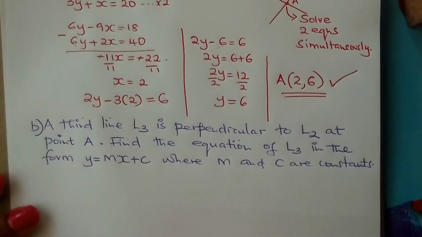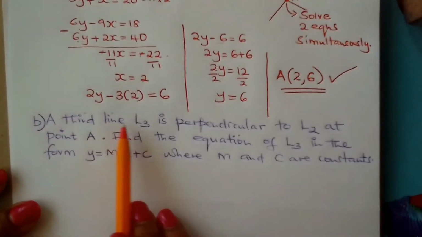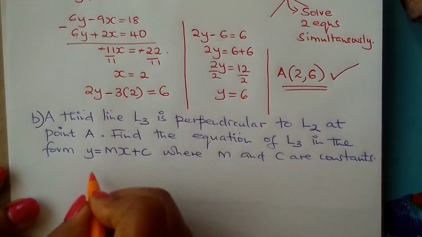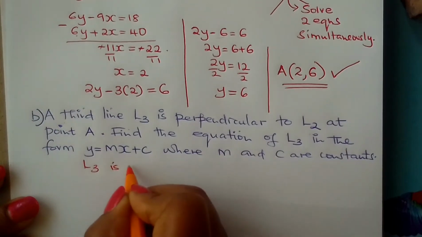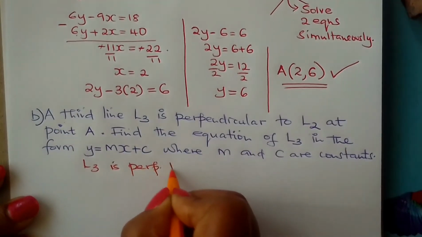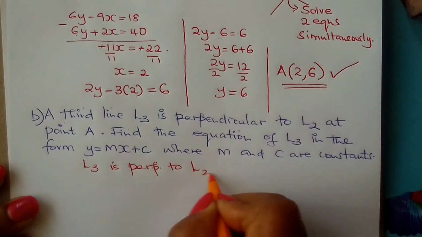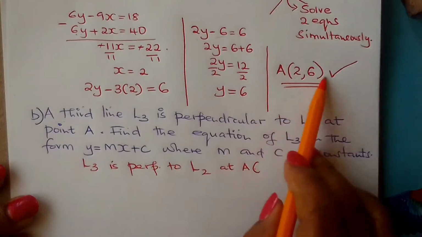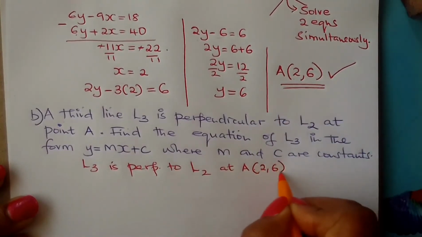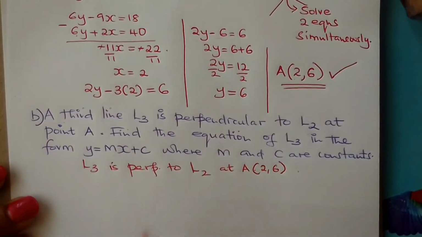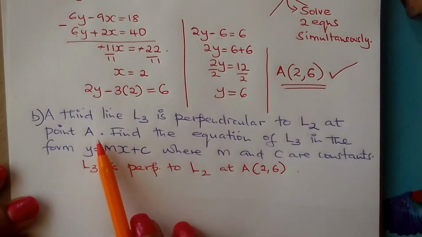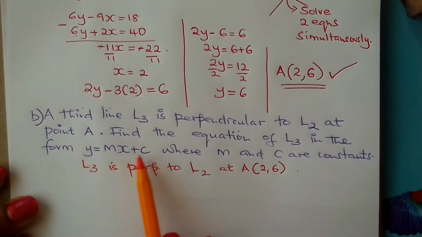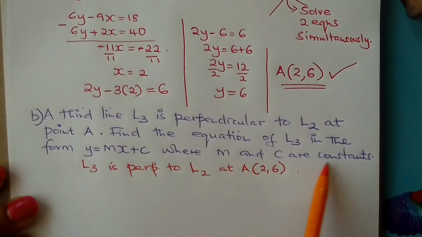We go to the second question, learner. A third line L3 is perpendicular to L2 at point A. L3, we can write it in short here, is perpendicular to L2 at point A. And our A, learner, is 2, 6. We have already calculated that. So line L3 is perpendicular to L2 at point A. Find the equation of L3 in the form y is equals to mx plus c, where m and c are constants.